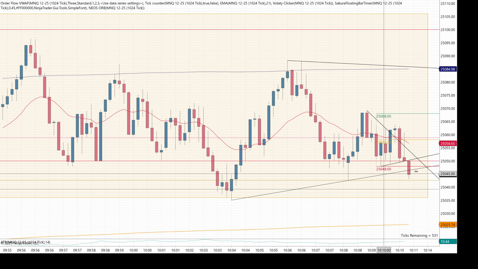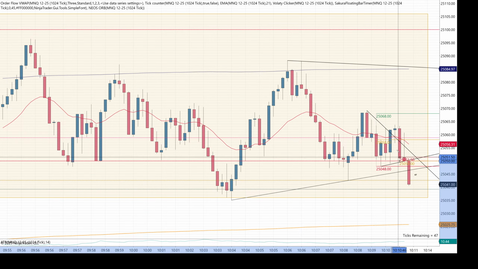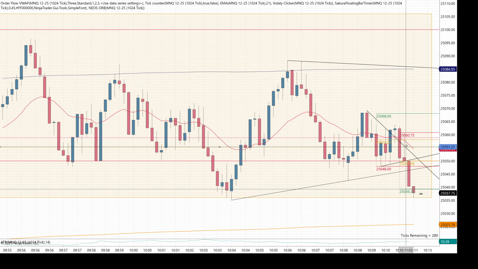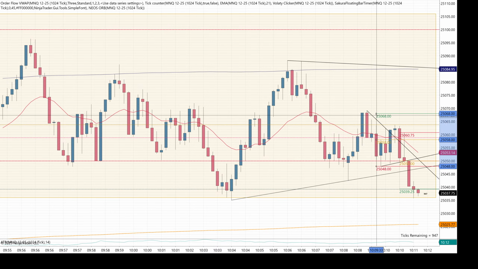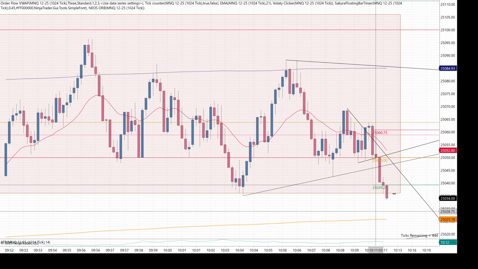Okay, so the bullish trade didn't work. The bearish trade did. Golden ruler does move up. And I just hope we could start getting out of this trading range.